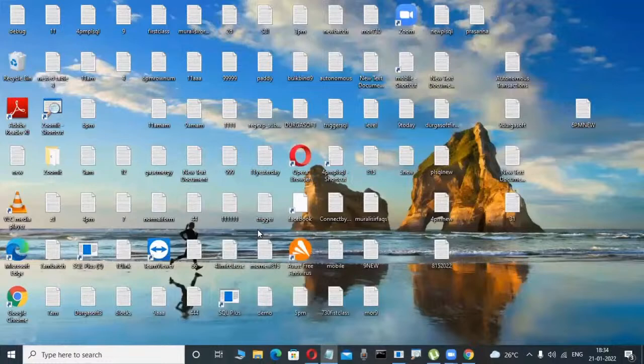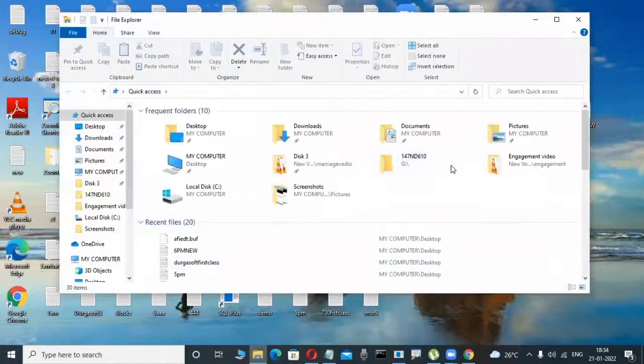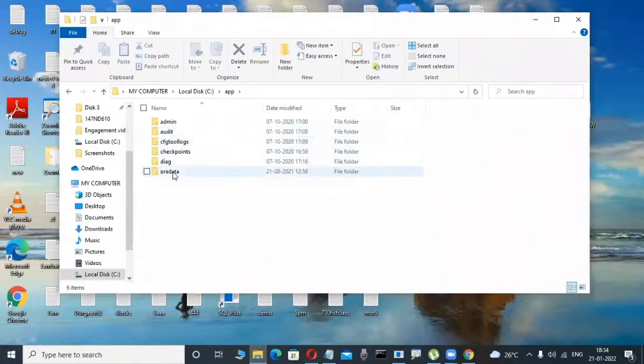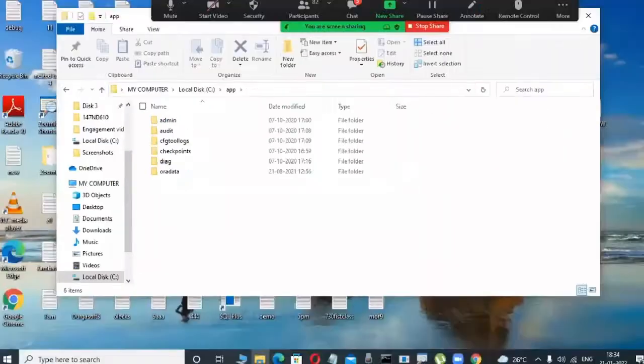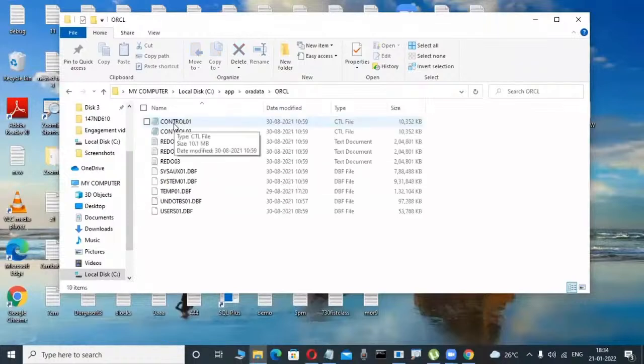Now I'm interested to view whether this table is created or not in my operating system. Suppose a Windows operating system is there, where Oracle is installed. In that location, I try to view, for example, in C colon, where Oracle is there. These are folders: Oracle, Oradata, ORCL. I'm observing only. In C colon, I installed my Oracle software.